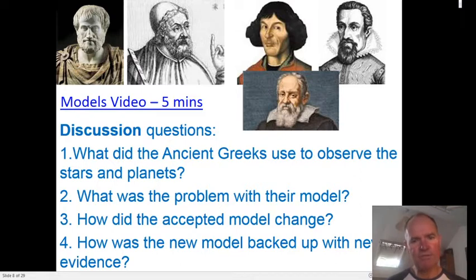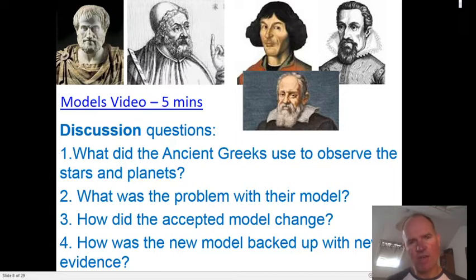What did the ancient Greeks use to observe the stars and planets? They had what they called philosophers, thinkers, and they were the earliest scientists, of course, thinking about how things worked, how things fit together, how the world around them worked. So the ancient Greek philosophers looked up at the stars and the sky without pollution. Must have been a fantastic view of the sky in those days. And what was the problem? They came up with a model to explain what they saw, but what was the problem with their model? What were the issues with it?